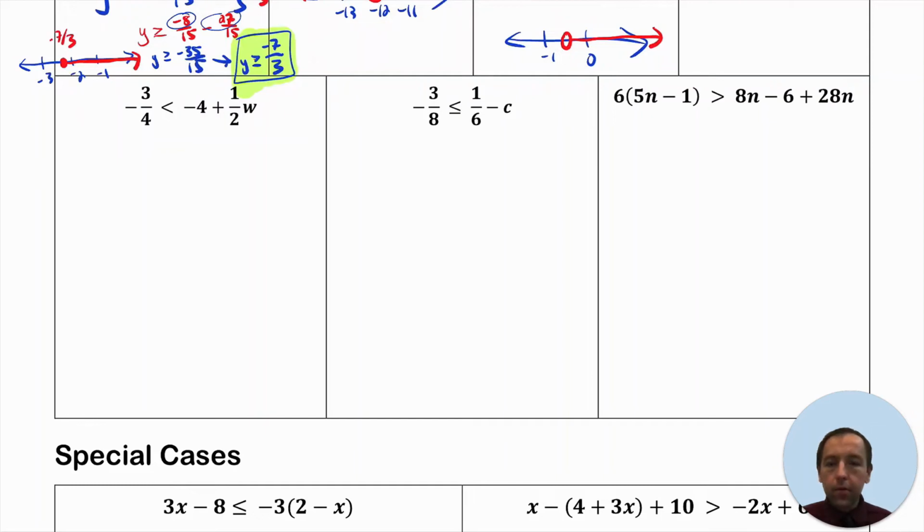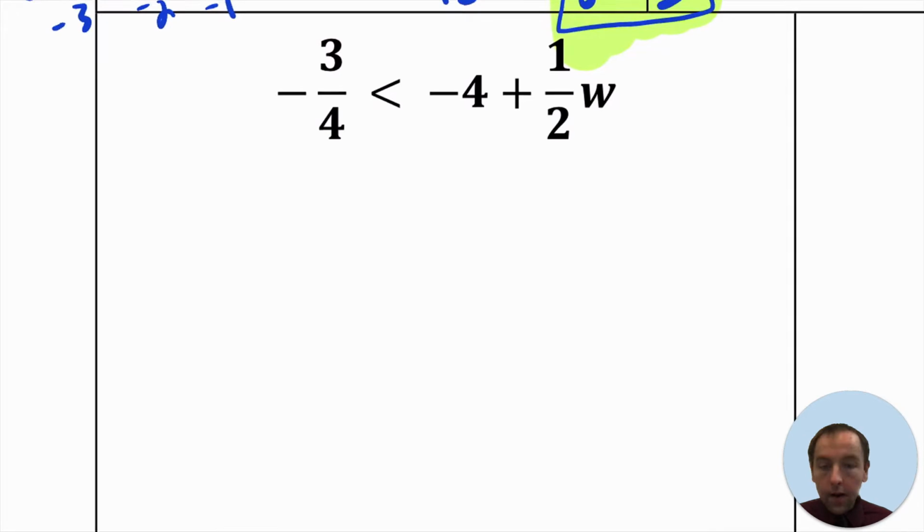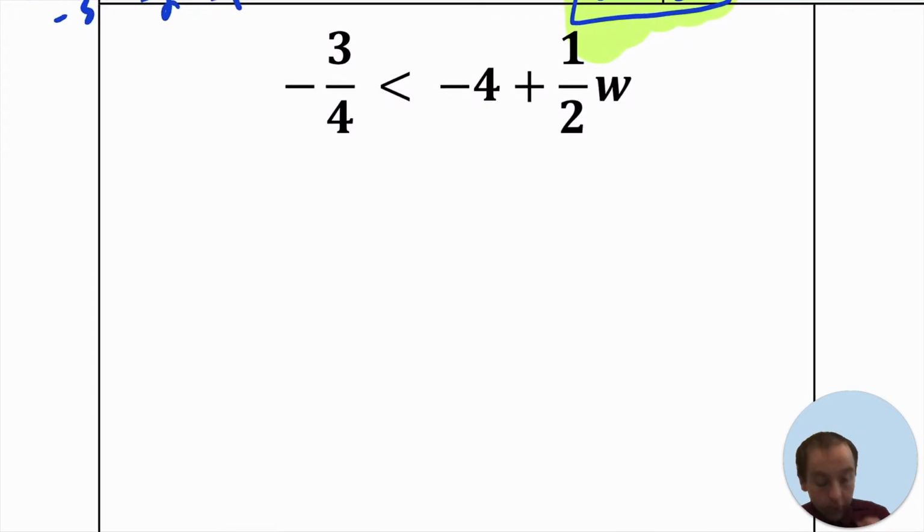Just some examples here that have some more steps involved with them and some fractions. So this right here, we're going to try to solve for the value of w. It looks like we're going to have to undo the multiplying by 1/2 and also the addition of the -4. So let's start off by adding 4 to both sides of this.